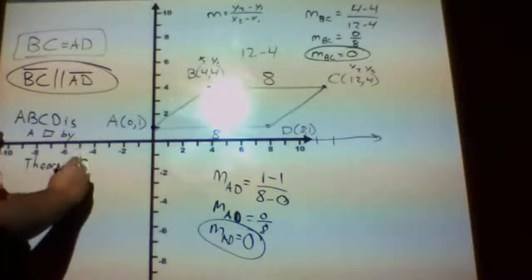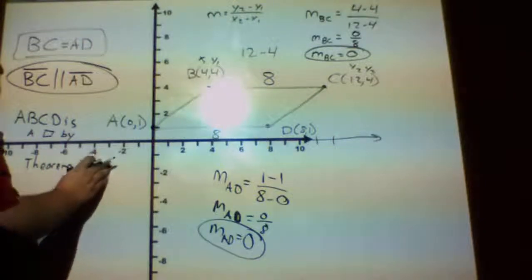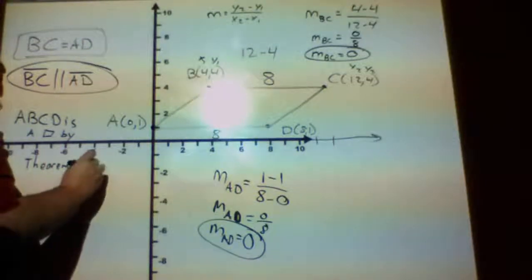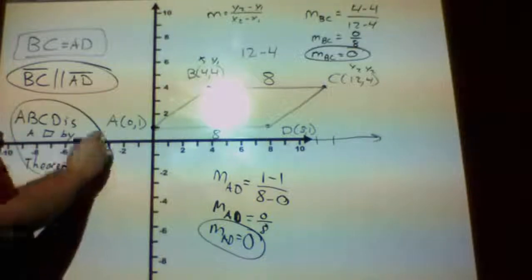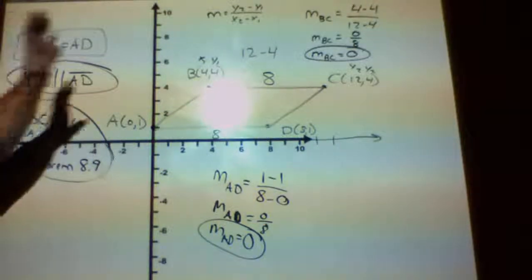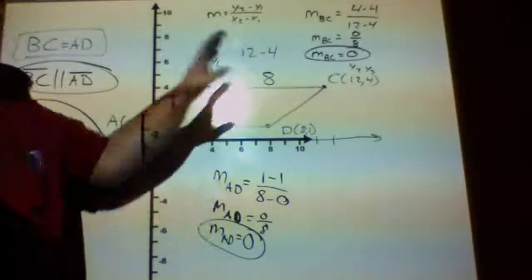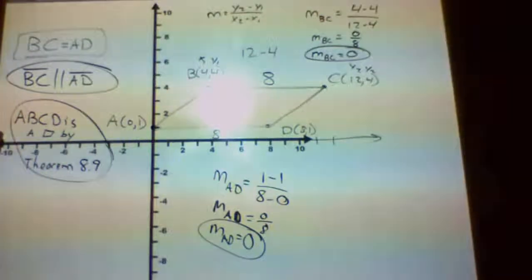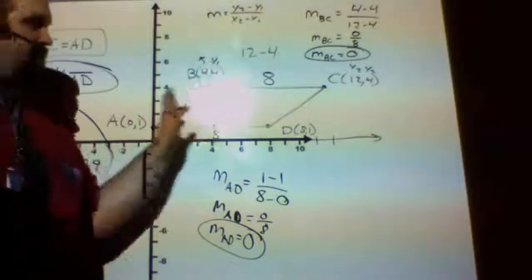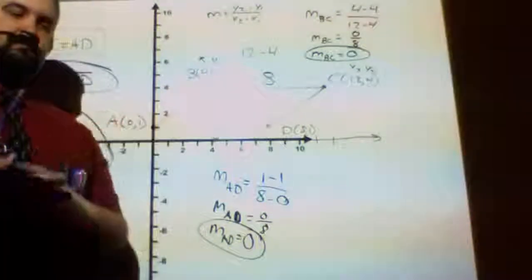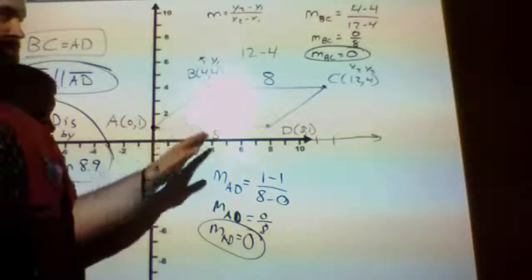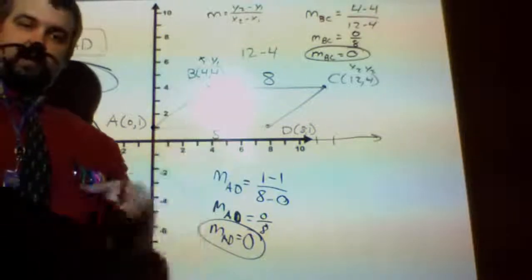I think it ended up being 8.10. No, sorry, my bad. I believe it's 8.9. So you might be using the distance formula showing sides are congruent. You might be using the slope formula to show sides are parallel. You have three choices. You can use the distance formula 4 times and show that the opposite sides are congruent. You could use the slope formula 4 times and show that the opposite sides are parallel.